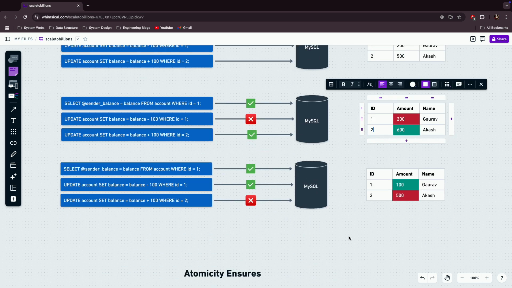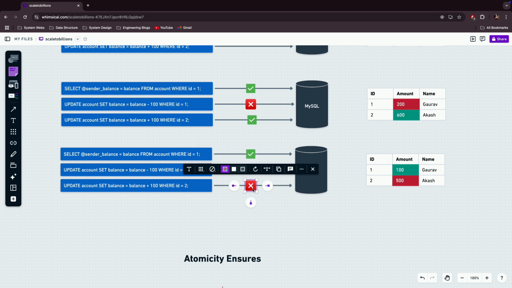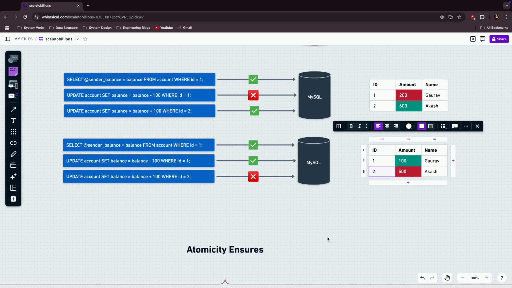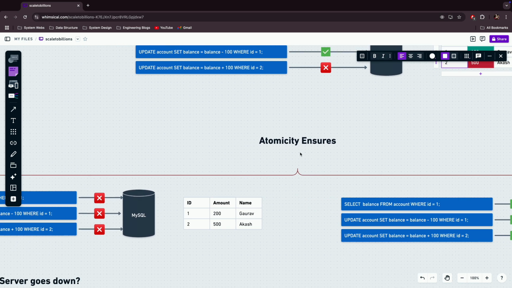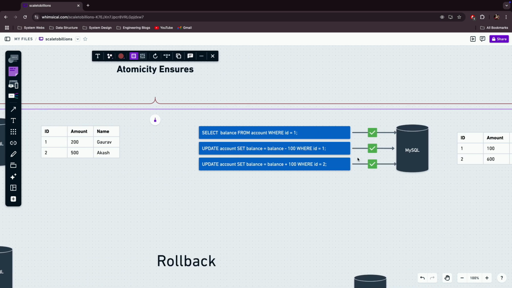Let's see another example of a partial transaction. The first two queries succeeded, but the last query failed. In that case, money has been deducted from account one, but has never been credited to account B, and this is something we never want. This is not accepted. That's why a transaction gives the property of atomicity, which ensures these two things. Atomicity ensures that either none of the queries should be executed or all of the queries should be executed.